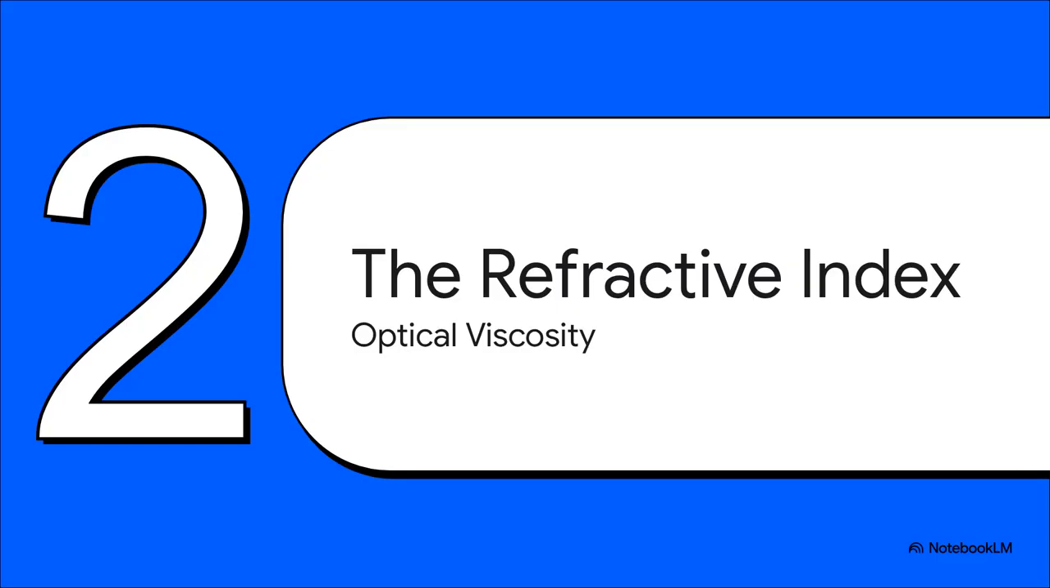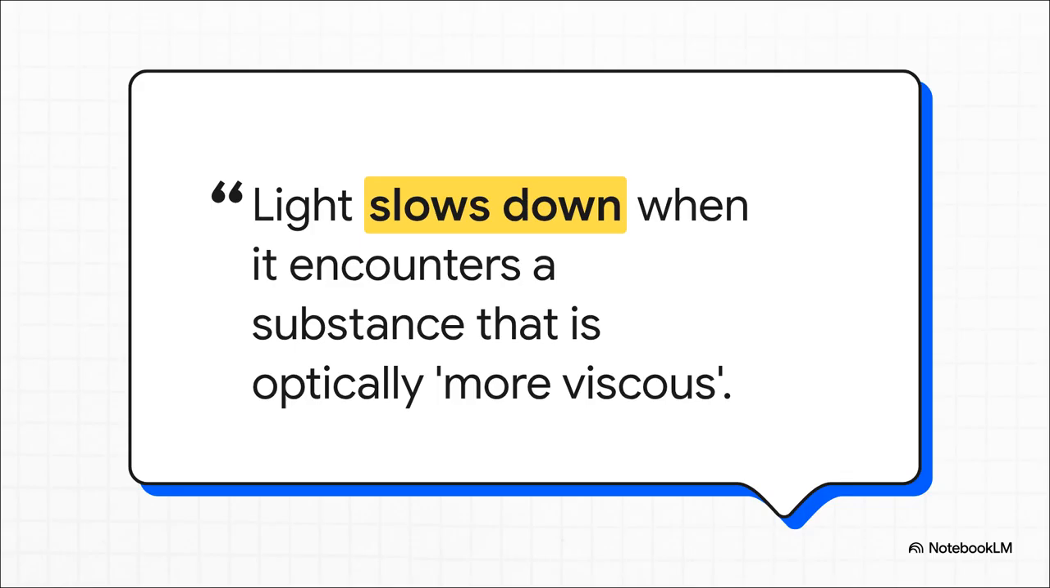Section 2. Understanding the refractive index. So the crucial point we just established is that lenses change the direction of light. But we need to ask why. Why does light change direction in that plus or minus lens in the first place? Well, the answer is beautifully simple. It happens because of optical density. Light slows down when it encounters a substance that is optically more viscous.